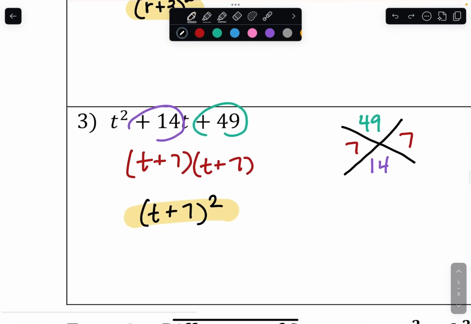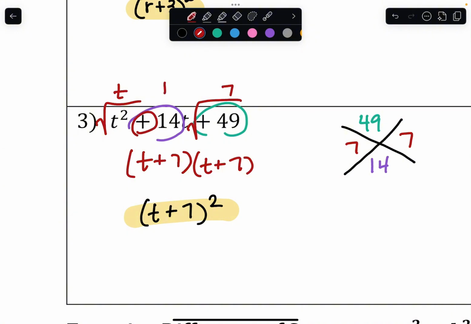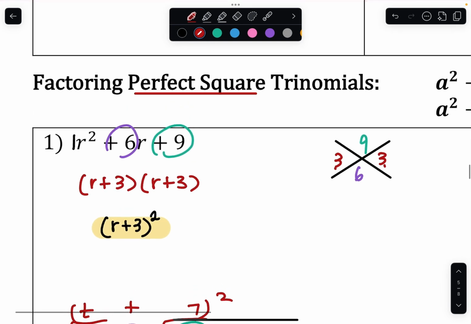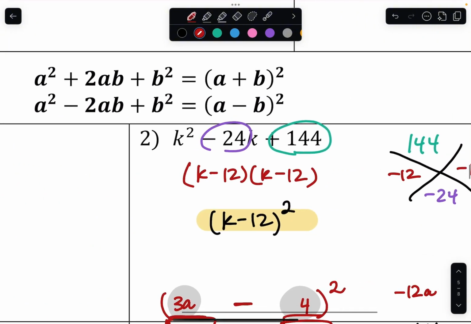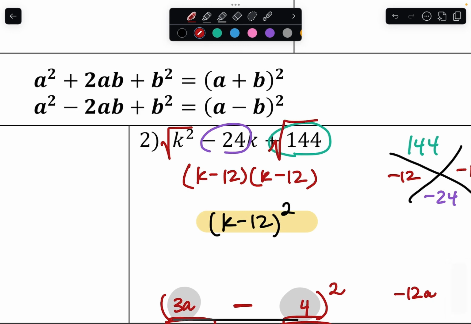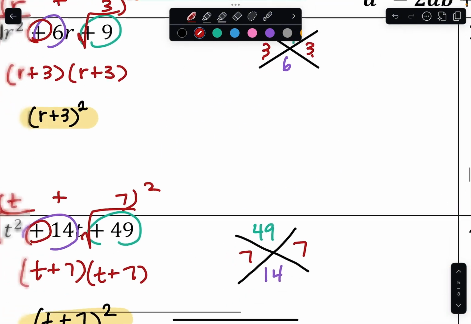We could square root the first, square root the last. So t and 7, copy the sign, add your square. t plus 7 squared. Square root the first, you get r. Square root the last, you get 3. Copy the sign of the middle, squared. Okay, square root the first, square root the last, you get k and 12, copy the sign, add your parentheses, squared. So in each case, that's just a shortcut.